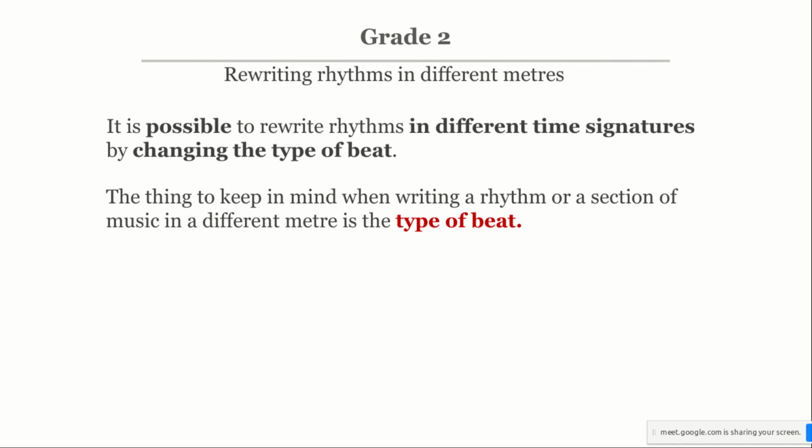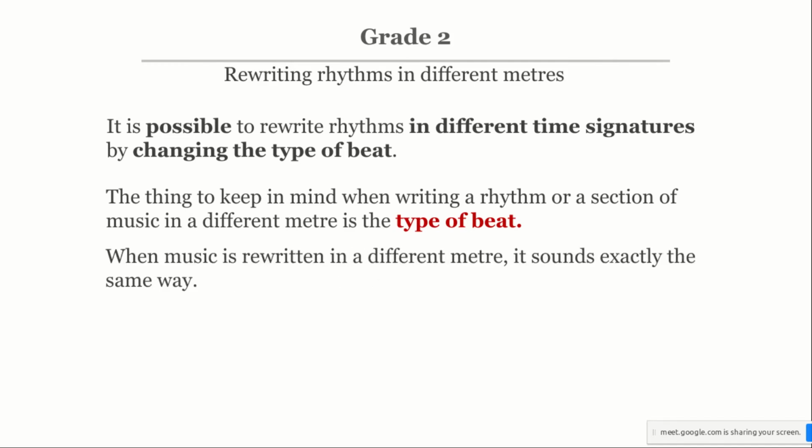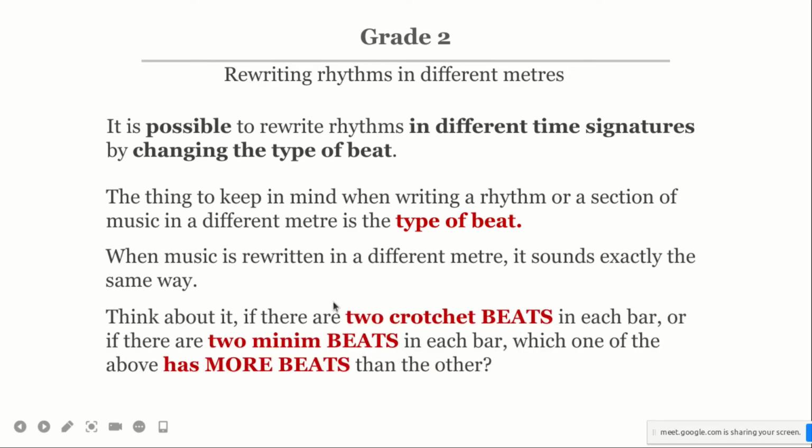Because if you have one beat and another beat, so it is 1, 2, 1, 2. If it's crochet beats, then it is 2 crochets in a bar. If it is minim beats, then it's 2 minims in a bar. But it sounds exactly the same. So what you need to keep in mind is the type of beat. And when music is rewritten in a different meter, it sounds exactly the same way.